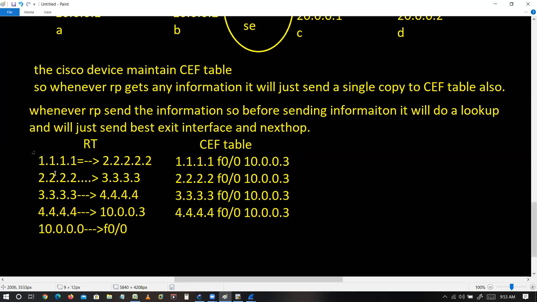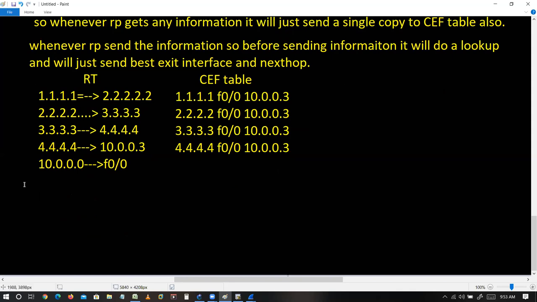If I want to communicate to 1.1.1.1, what is the best interface? That is F0/0. But in the CEF switching, once it receives the information, it will instantly copy and paste to the CEF table. But before, it will do a lookup in the table. It will do a lookup to the interface and will copy the same information in the CEF table. Okay. Now, what will happen here?